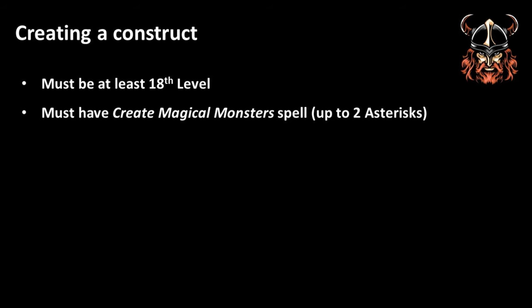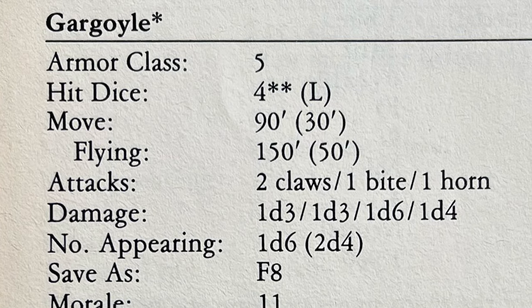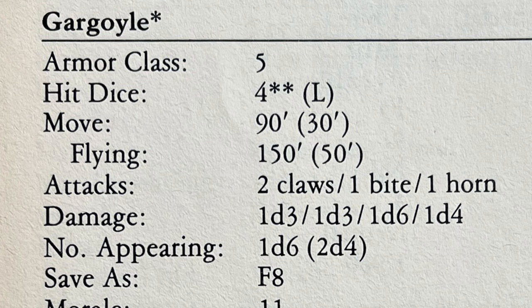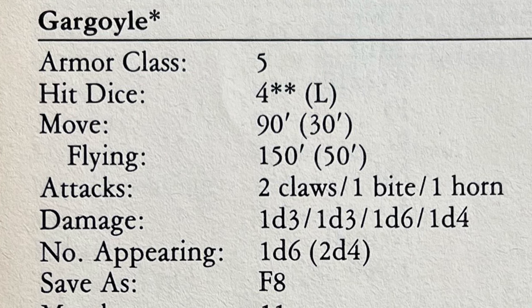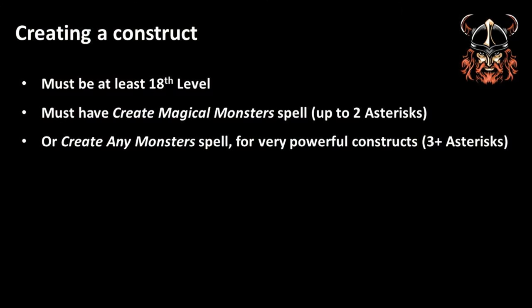What these asterisks mean is the number of special abilities a particular creature has. For the purposes of a gargoyle, it can only be hit by magic or magical weapons and is immune to both sleep and charm spells. Constructs with 3 or more asterisks in their description require the Create Any Monsters spell, a 9th level spell.